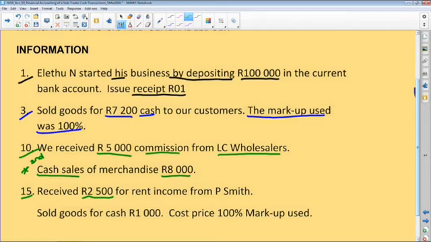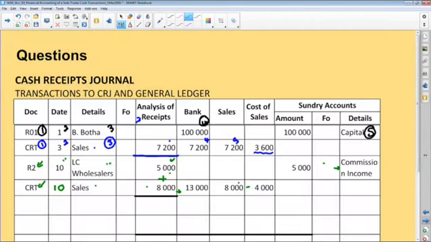I said Gr10 started his business. How do I fix mistakes? Let's go and see. Draw a very neat line. You can see I wrote Gr10. Draw a nice line through it, and at the top, very neatly say Gr10.